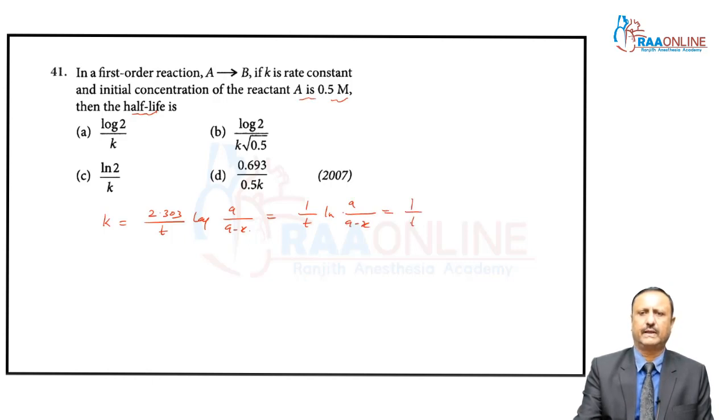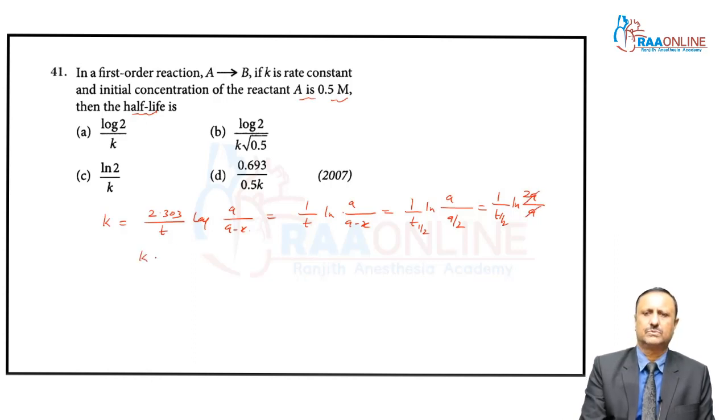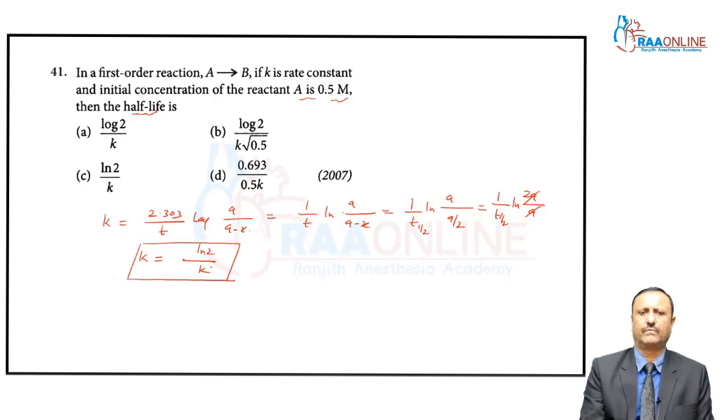My dear students, 1 upon T ln, first of all initial concentration is just half after time t, so it is called half-life T half. It is 2a, 1 upon T half ln 2a upon a, so ln 2. So, you can see here T half is equal to ln 2 upon k. My dear students, it is the formula for half-life period, and for question number 41 you can get the answer C. Then we can see here question number 42.